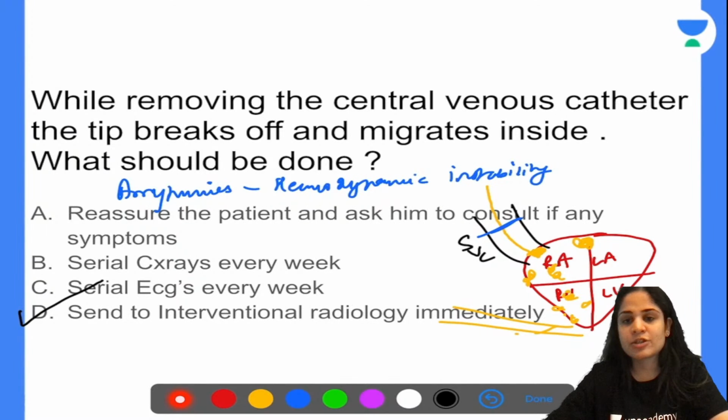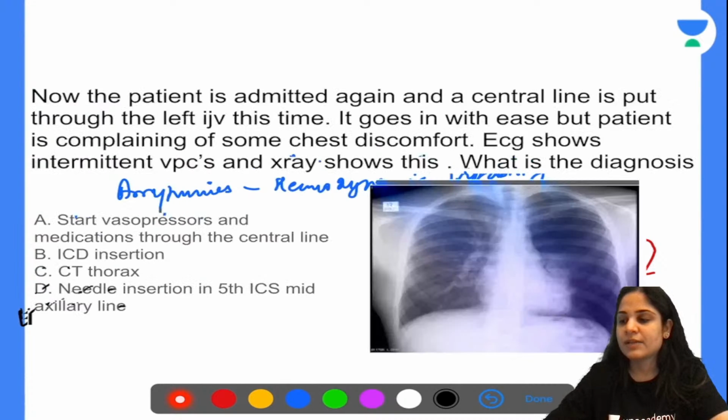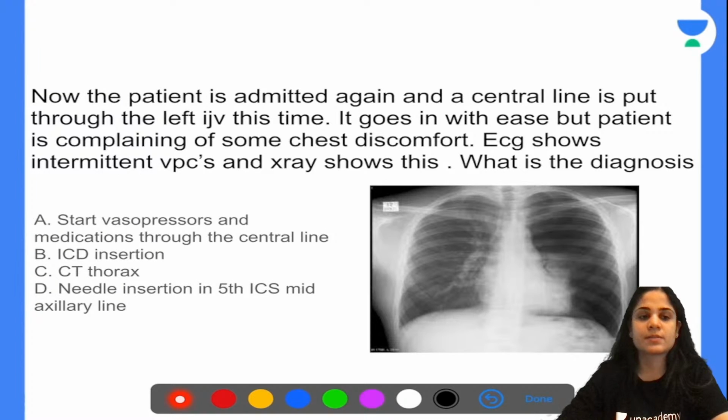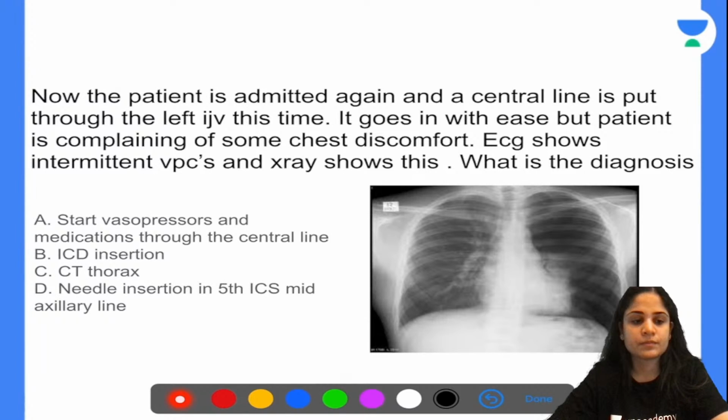Now this patient is having very bad luck. So you've removed the central line and he is admitted again and a central line is put through the left side this time, left IJV. It has gone in with ease, but the patient is complaining of some chest discomfort. ECG shows intermittent VPCs and X-ray shows this. What is the diagnosis? Start vasopressors and medications through the central line, ICD insertion, CT thorax, or needle insertion in the 5th intercostal space mid-axillary line.